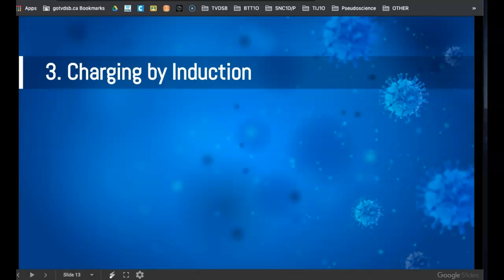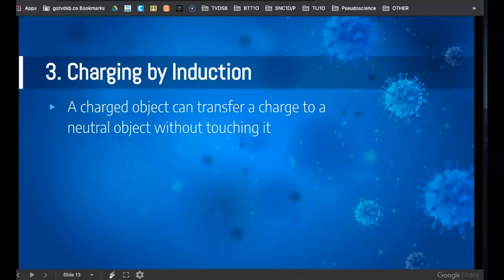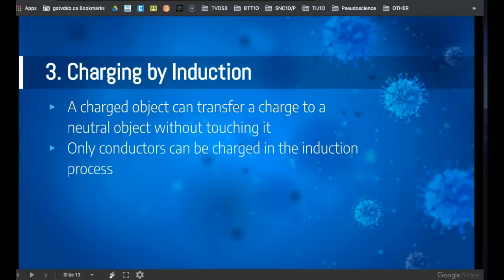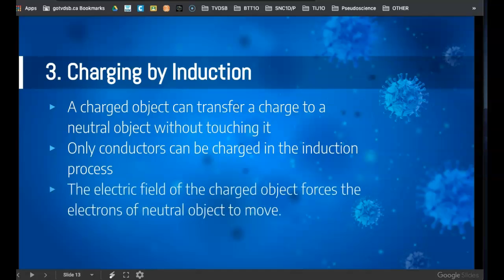So number 3, the third way we can charge something is by induction. So here's how this works. A charged object can transfer a charge to a neutral object without actually ever touching it. And that may seem weird. It may seem actually impossible. But let's take a closer look. Now, the only objects that this is actually going to work with are conductors. Right? You can't do this with an insulator. And I'll show you why in a moment.